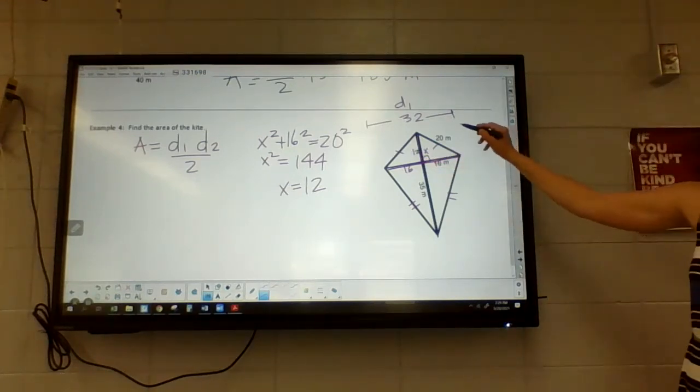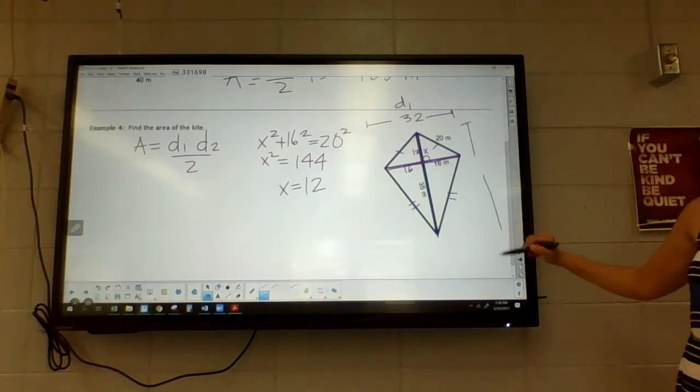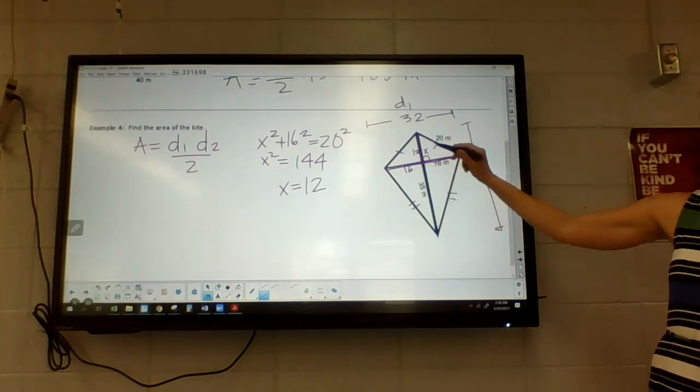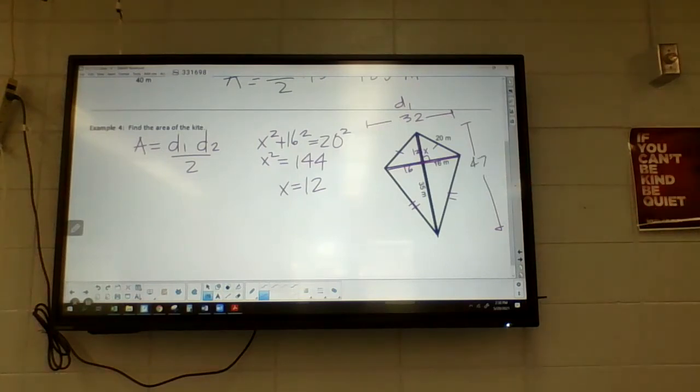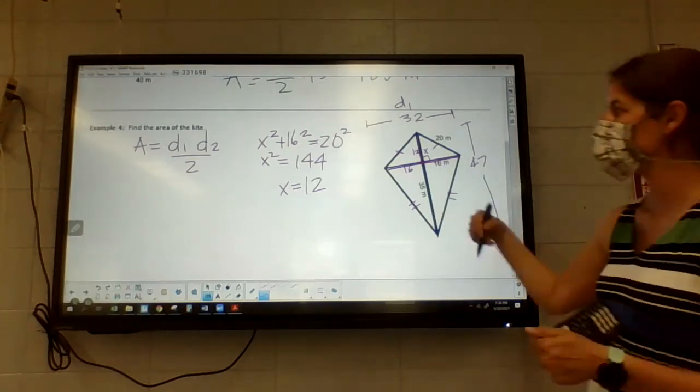So that means I can find this diagonal. It's the whole way up and down, so 35 and 12. So that's going to be 47. So 35 and 12 together, that's my other diagonal.